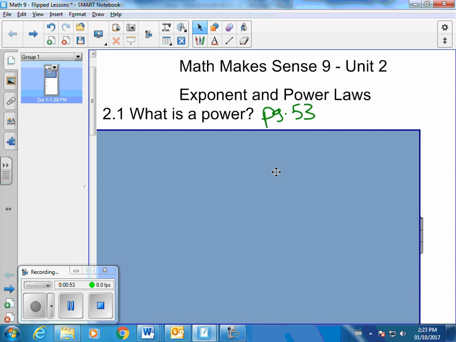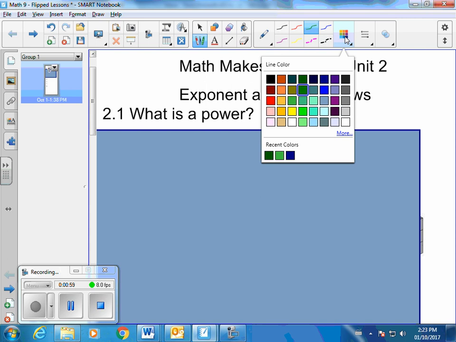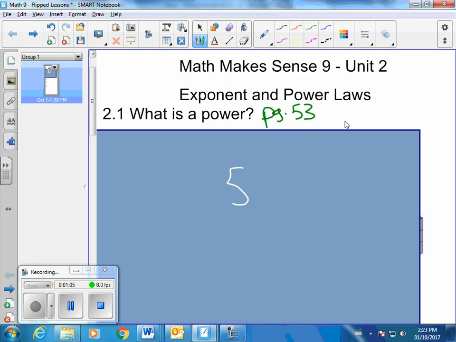And what they're talking about on page 53 is what a square actually looks like, or the most common version of what you're going to see when people refer to those. What most people think of is when they see a number like this. So this whole thing is often referred to as a power. It's got a base number, which is the 5, and it has an exponent, which is the 3.